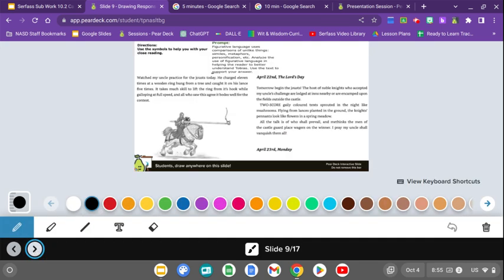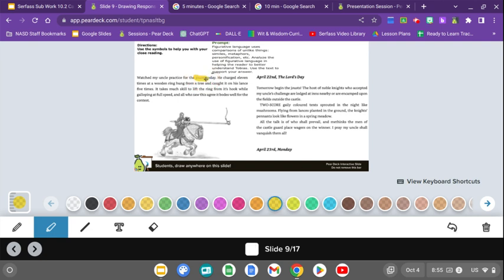Slide 9. You can see we have a knight here, and we're still thinking about that important vocabulary word, chivalry. Please repeat after me. Chivalry. Chivalry. Knightly moral code. Nice job.